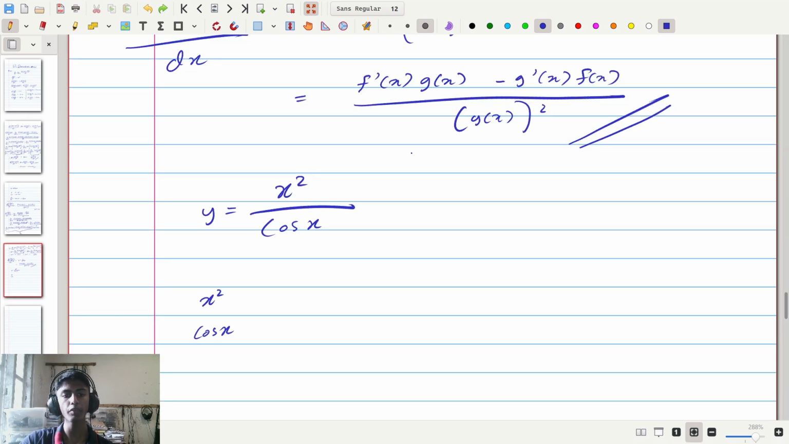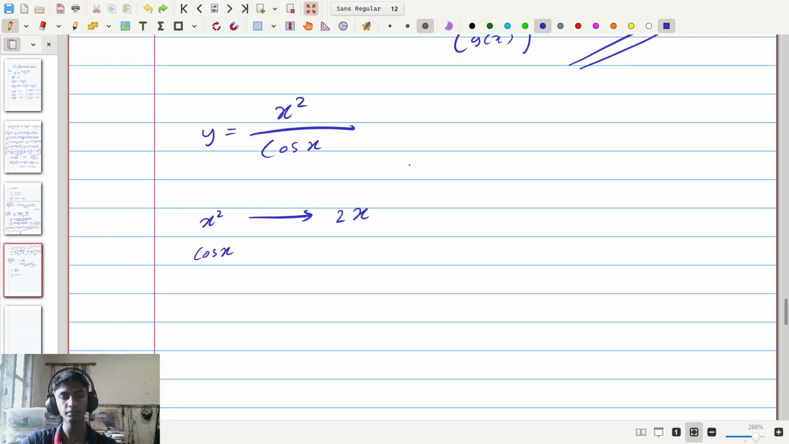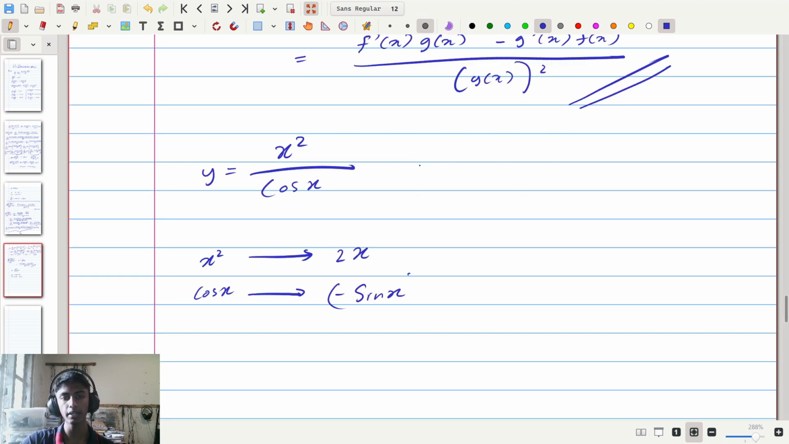So the derivative of x squared is going to give 2 times x to the power of 2 minus 1, or x to the power of 1, or just x. So the derivative of x squared is 2x. The derivative of cosine of x is going to be the negative sine of x. We know this from previously. So this is the derivative of cosine of x, and this is the derivative of x squared.